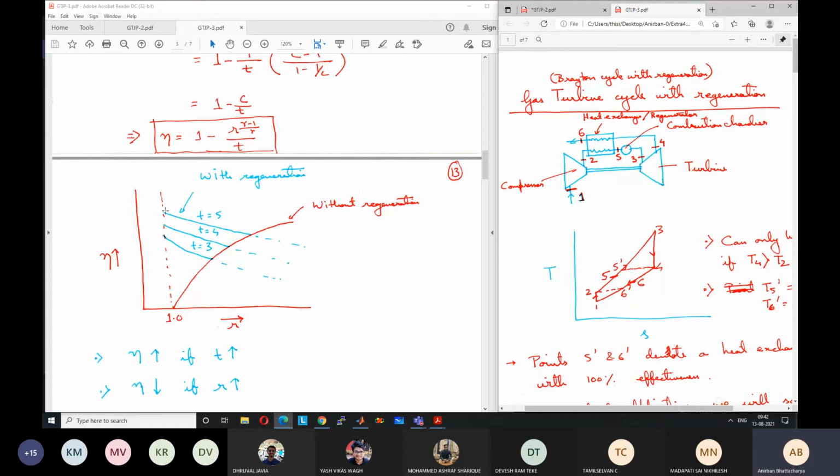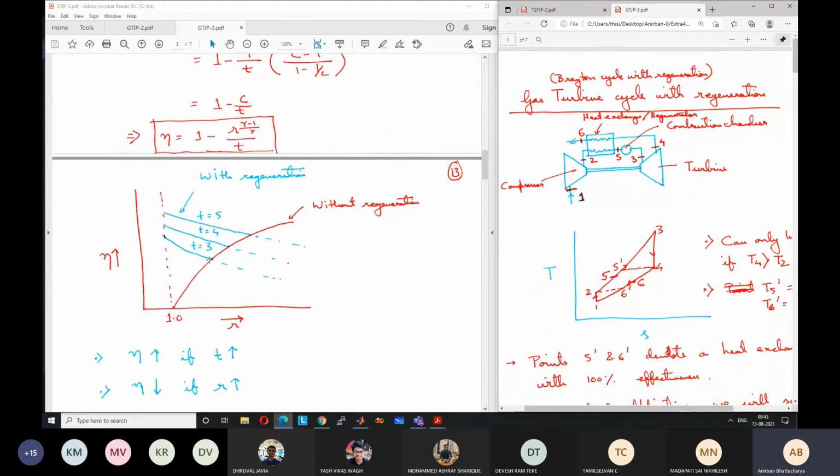Now by looking at this graph, we can see that it will keep on decreasing, and there will be a certain point at which the efficiency will become equal to the simple Brayton cycle efficiency, and then it will go lower than that efficiency. After that point, it does not make any sense to use the regeneration cycle because the simple Brayton cycle without regeneration has a higher efficiency. So this value is higher for higher values of T and lower for lower values of T, because the crossover occurs at a low value of R.